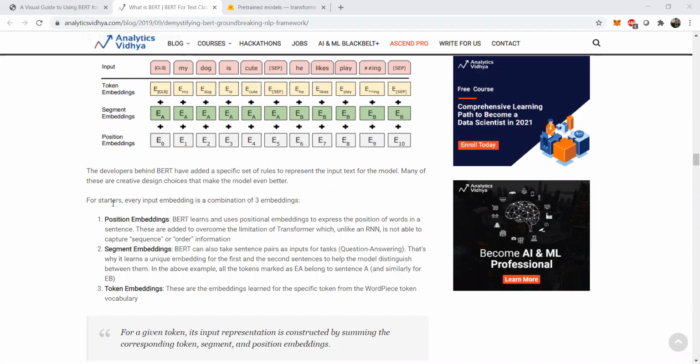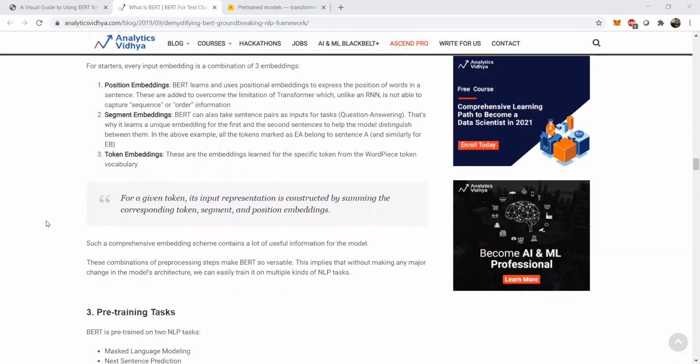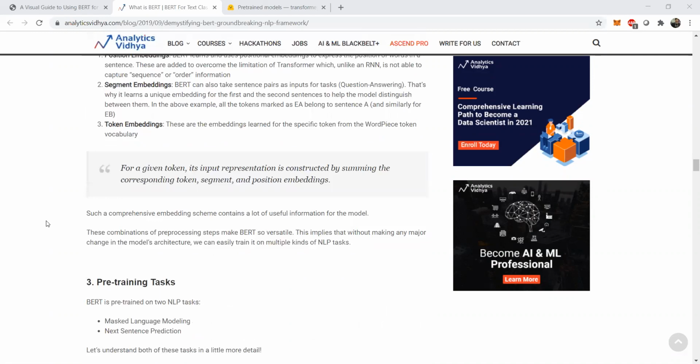In a classical transformer, we only had stacks of encoder-decoder cells with multi-head self-attention. But in the case of BERT, we have added this modification: position embeddings are there. We have segment embeddings and we have token embeddings. For a given token, the input representation is constructed by summing the corresponding token, segment, and position embeddings. So instead of having just the input embeddings, we have the token embedding, the segment embedding, and the position embedding. We are adding all of them together.